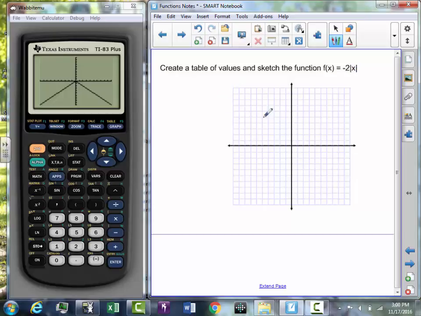Absolute value of x would normally be your nice little V. What's the negative going to do to it? Upside down. And the 2 will just make it steeper, so it's going to look something like this. Alright, that makes sense? And you can graph it if you wanted to, but let's save time.